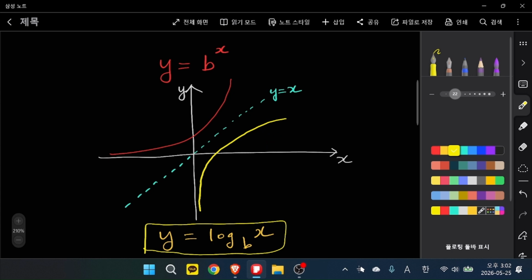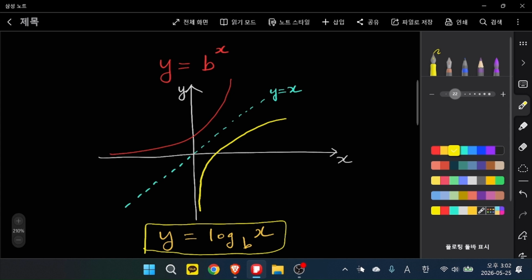Let's use the graph to understand domain and range. For exponential functions, x can be any real number, but the output y is always positive. So the range of an exponential function is y is greater than 0. For inverse functions, domain and range switch. So for logarithmic functions, the domain becomes x is greater than 0, and the range becomes all real numbers.